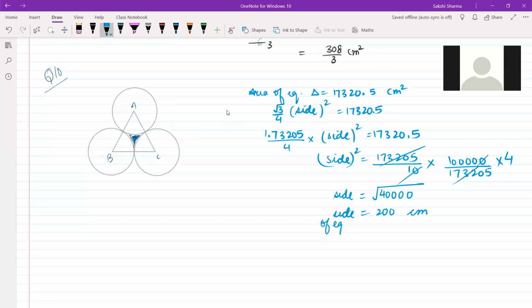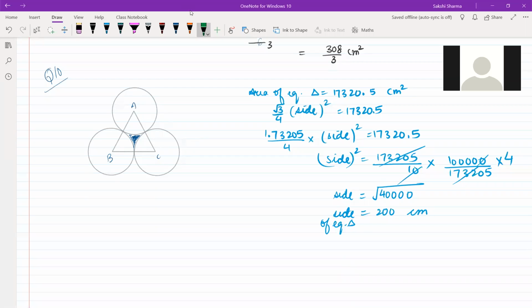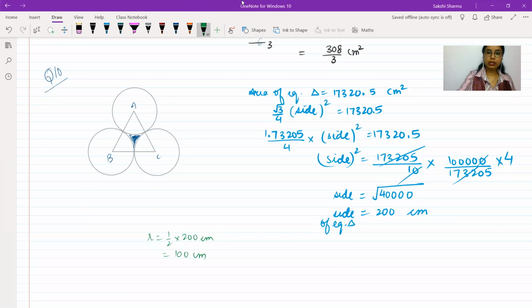And then what is given to us is that the radius of these circles is half the side of the equilateral triangle. Therefore, R comes as 100 centimeters. That's correct. So this will be 100 centimeters. Now you can find out the area of the shaded region.